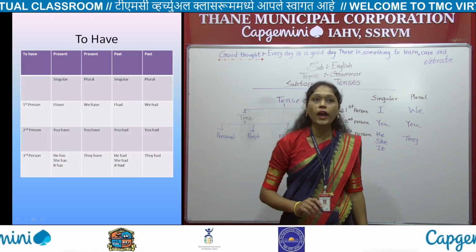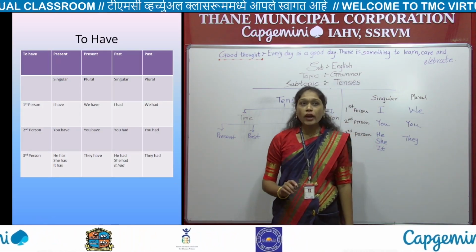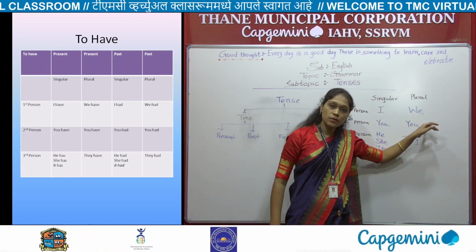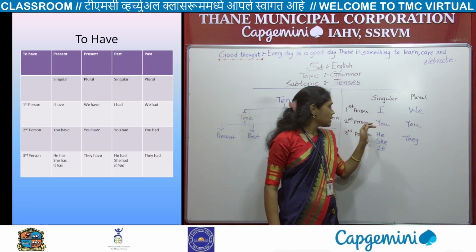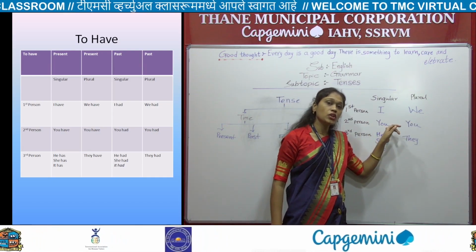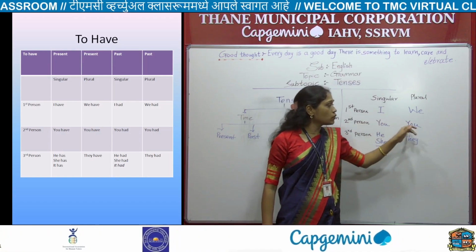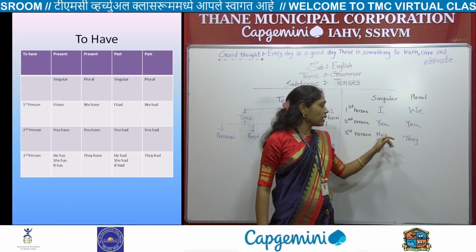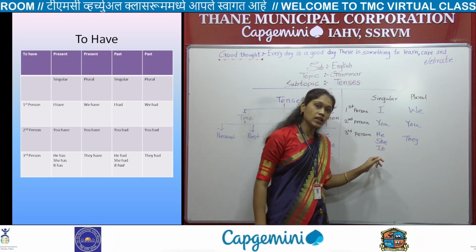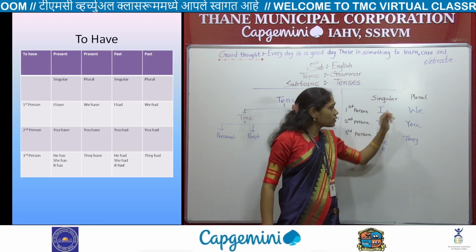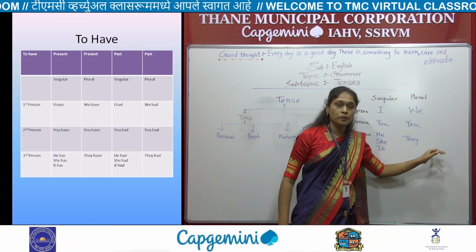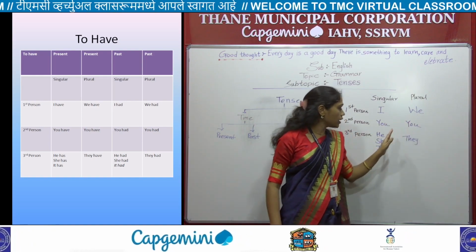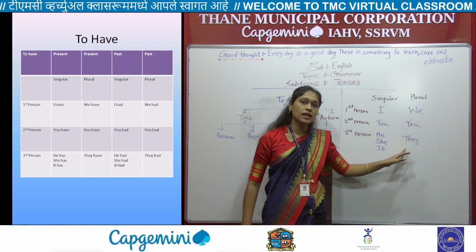Then the form of to have. For to have, first person singular we use I have. First person plural we use we have. Second person singular we use you have. Second person plural we use you have. Third person singular we use he has, she has and it has. Third person plural we use they have. See, I have, we have, you have, you have, he has, she has, it has, they have.